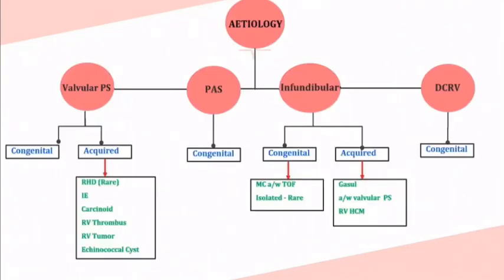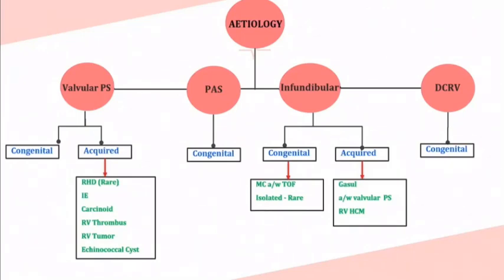And to speak about the etiology, it can be the cause for all types of obstruction in the right ventricular outflow tract. Acquired causes are true for valvular pulmonary stenosis and infundibular stenosis. Among acquired causes, rheumatic heart disease most commonly affects the other valves; it is very, very rare when it comes to the pulmonary valve. Infective endocarditis will cause pulmonary stenosis to begin with, but eventually it will cause valve destruction, and the patient will land in pulmonary regurgitation. Right heart carcinoid, RV thrombus, RV tumor, and echinococcal cyst will be the other acquired causes of valvular pulmonary stenosis.